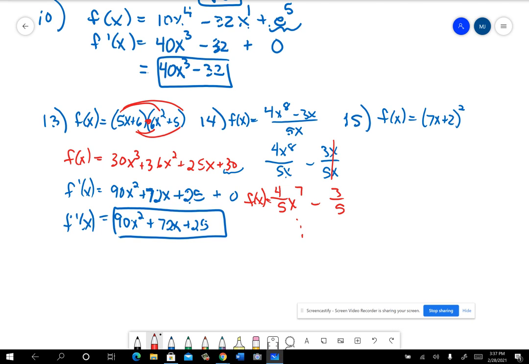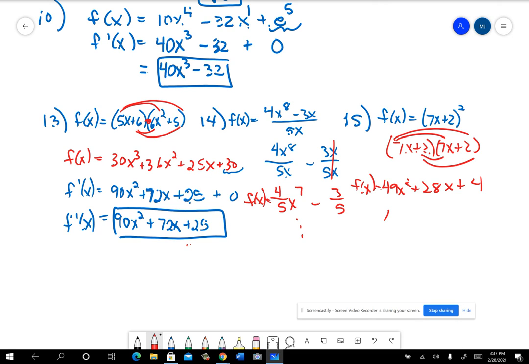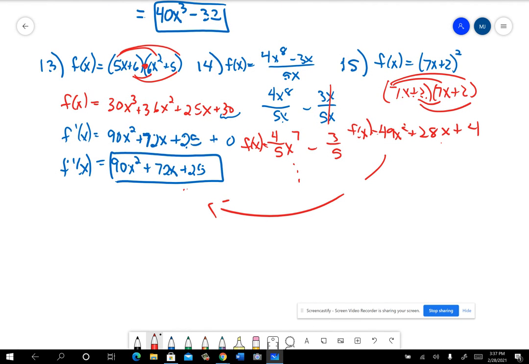Okay. All right, and then on 15, since you don't know the chain rule yet, you'd have to think about that being 7x plus 2 times itself. And then you can FOIL it and get 49x squared plus 28x plus 4 eventually. And that's still f, but now it's just like this problem. So now you just use the power rule for each of the different terms. Okay. All right, so that's kind of the point of 13, 14, and 15. I think you'll be okay with those.